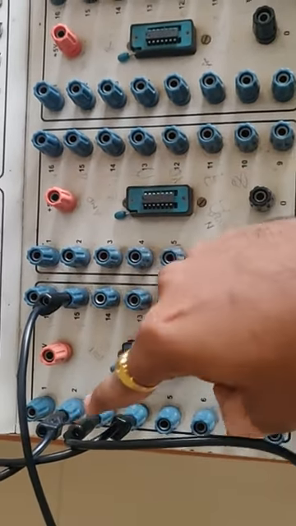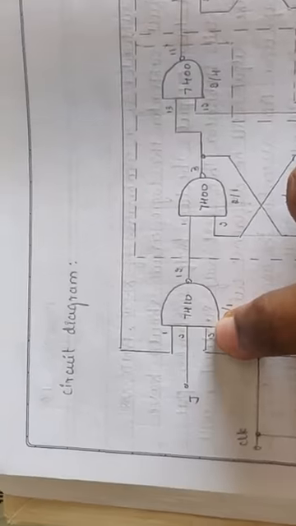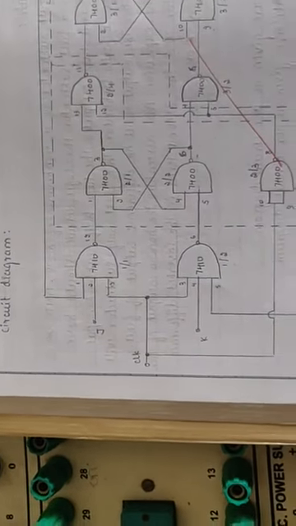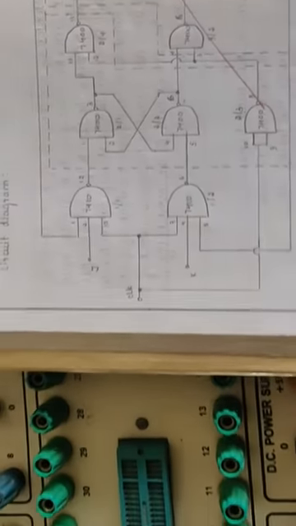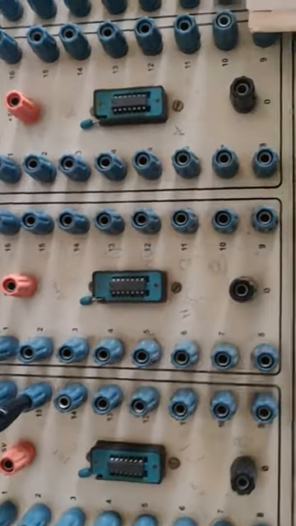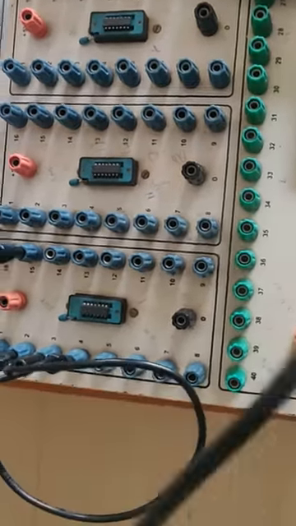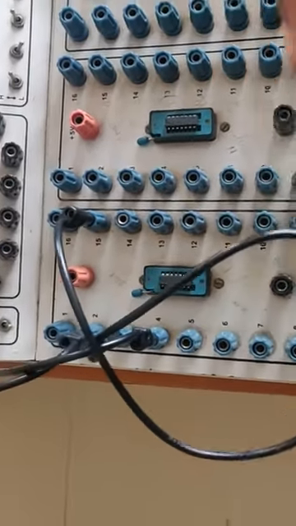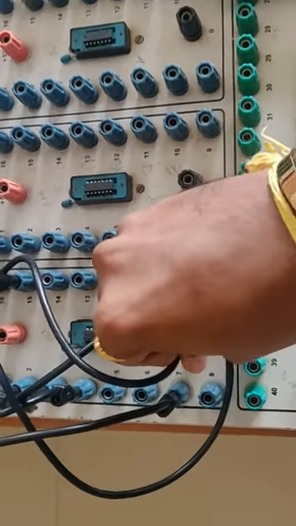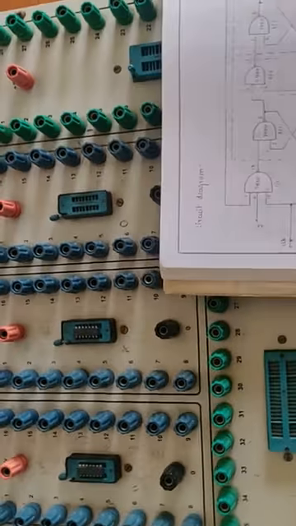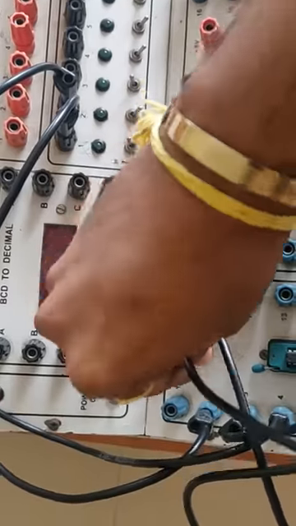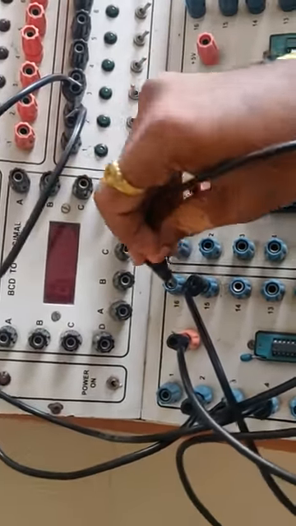Why pin 13 to pin number 3? Look here, 13 is here, pin number 3 is here. So this has to be done. Then you need to remember this is a 14 pin IC. We should not forget to connect ground and VCC. If it is a 14 pin IC, obviously pin 7 should be connected to ground, and 14 should be connected to VCC.